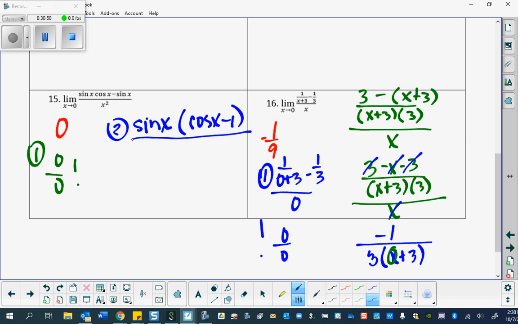Now watch what I do with my x's. This is so fun. Are you ready? Oh, do you see it? What am I going to do? I forgot to GCF it. So I can kind of split those x's. Now go get that reference sheet. Because the sine of x over x is 1. And what is the cosine of x minus 1 over x? 0. 1 times 0? 0. Bam!